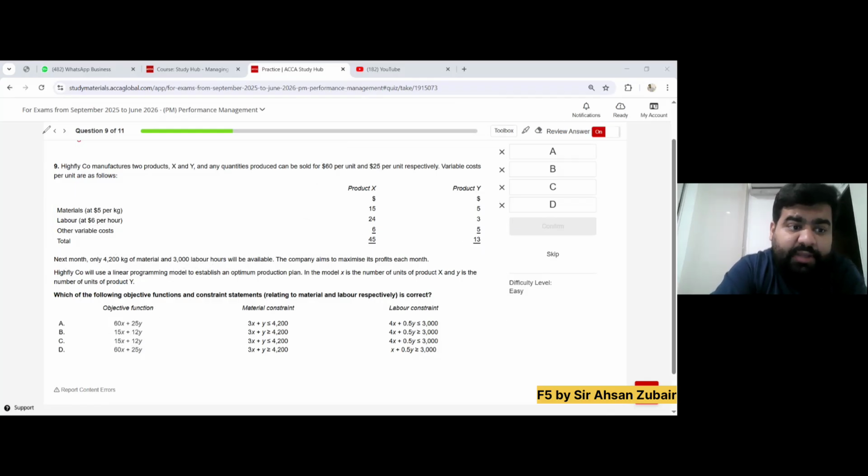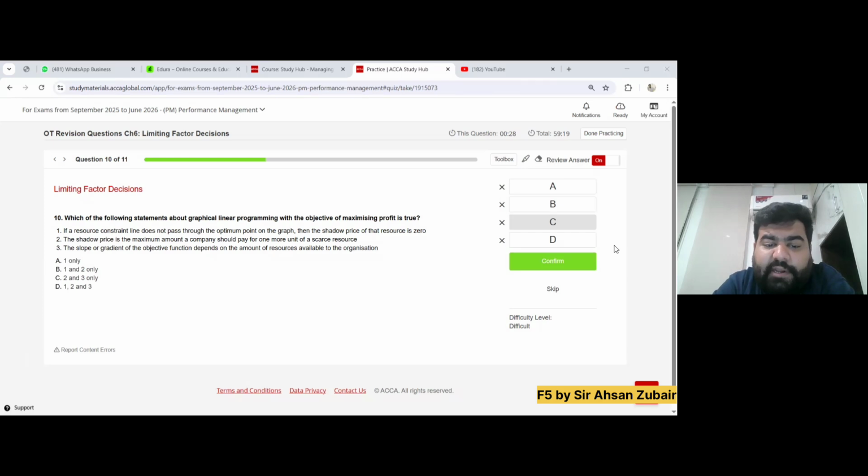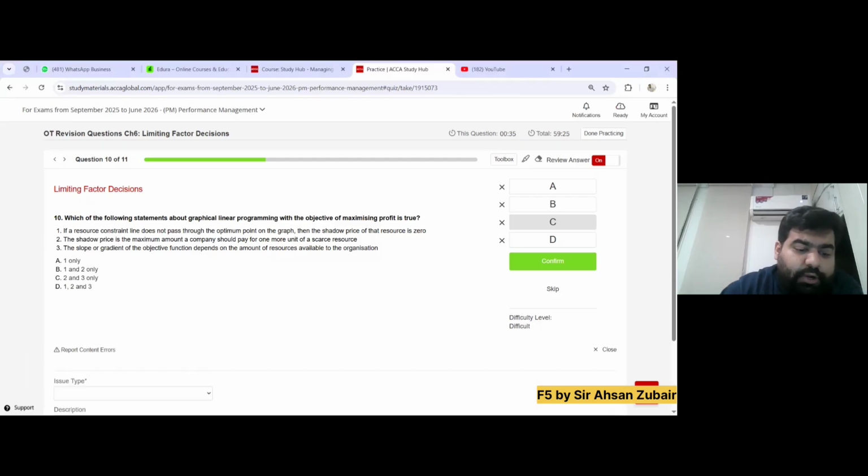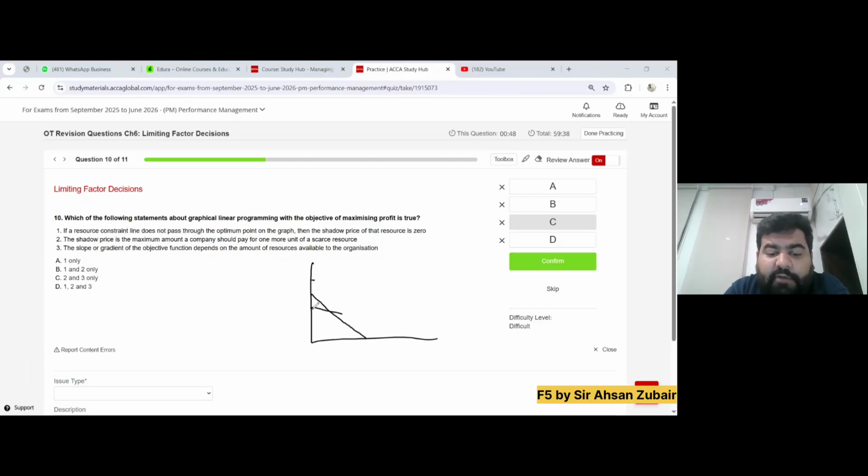So, from linear programming, which of the following statements about graphical linear programming with the objective of maximizing profit is true. So let us discuss some theoreticals. Graphical linear programming means, obviously, when we have done the linear programming, we have made the graph, just like this one I have made. There is also an iso-contribution line, which is used to indicate the optimum point.